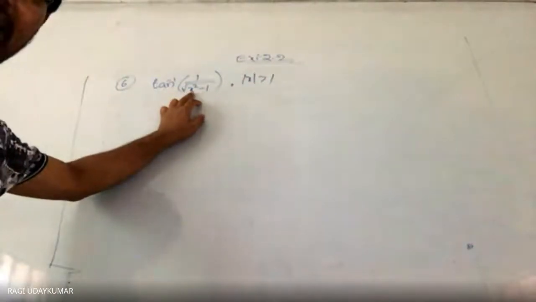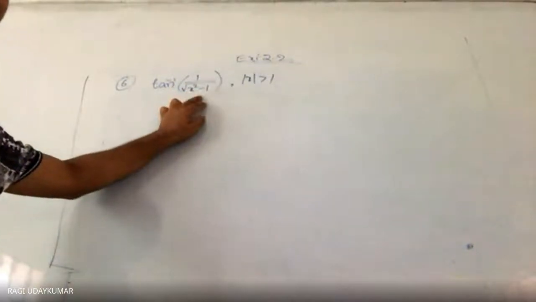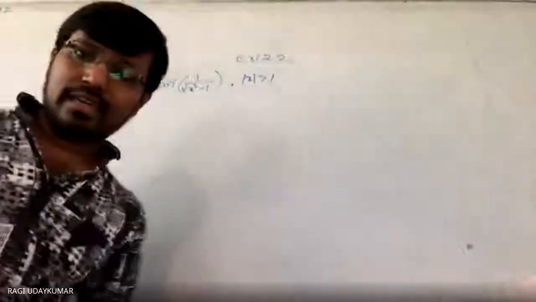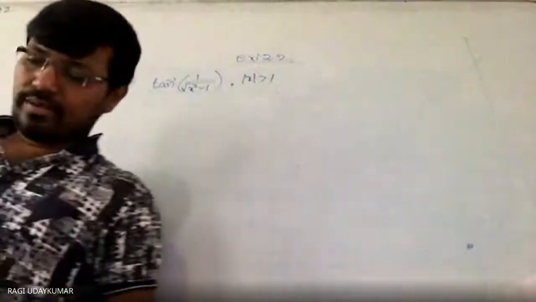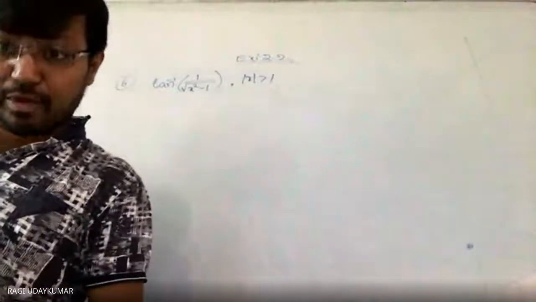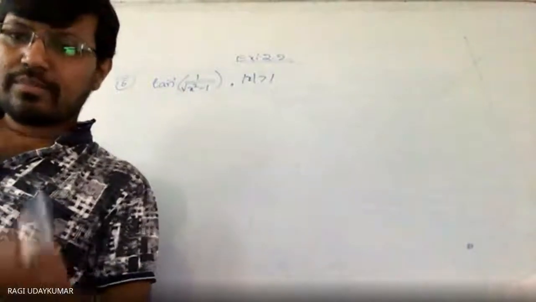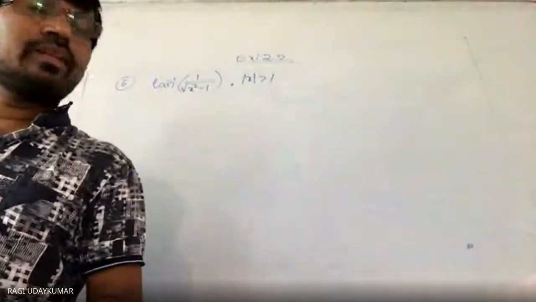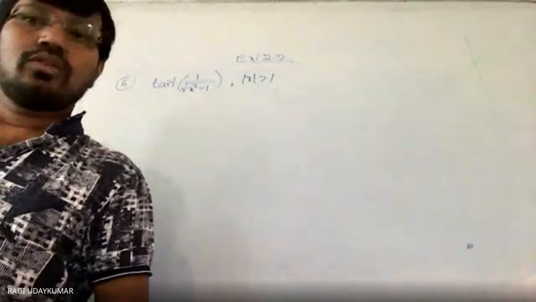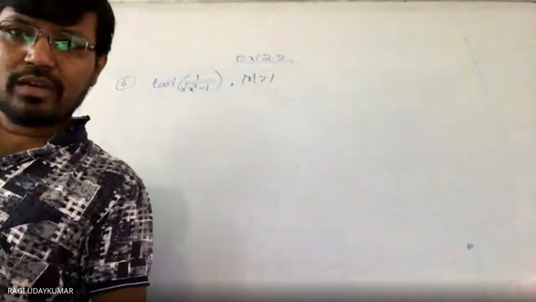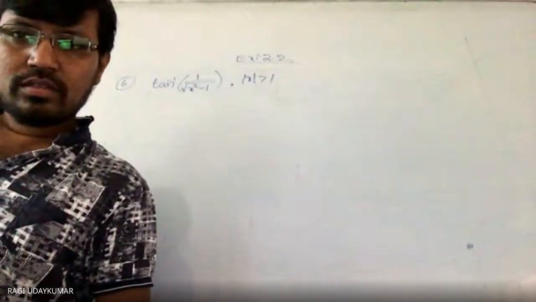If you see this in the form of x square minus 1, what can we take in place of x? Can you guess what the possible ways are? Here we need to substitute. Can anyone tell? Can you hear me? Yes, sir.